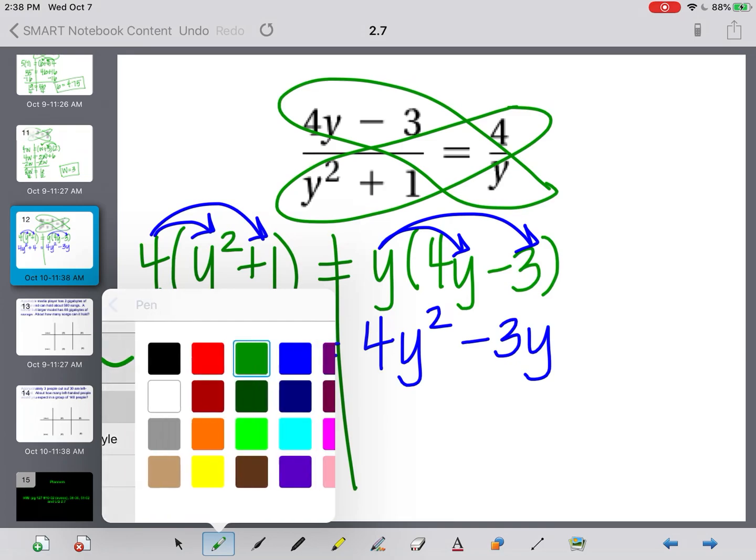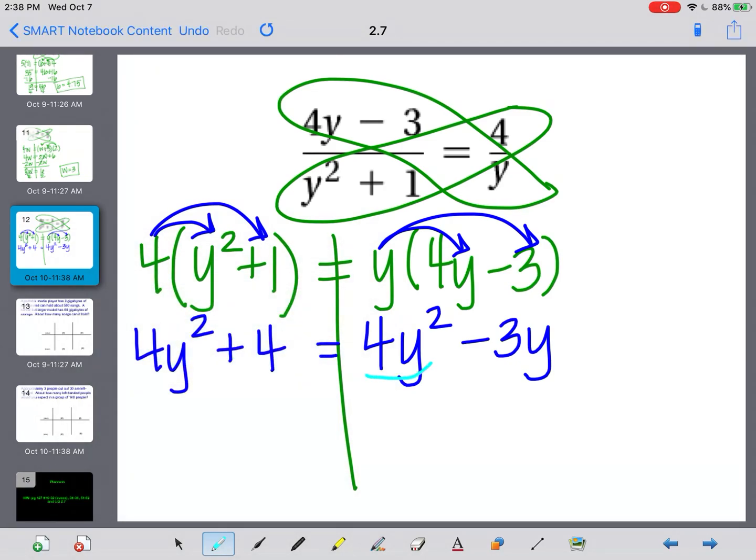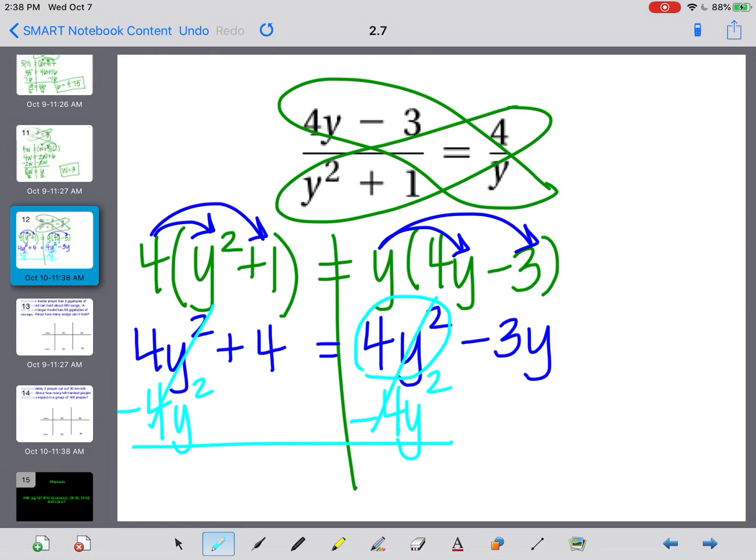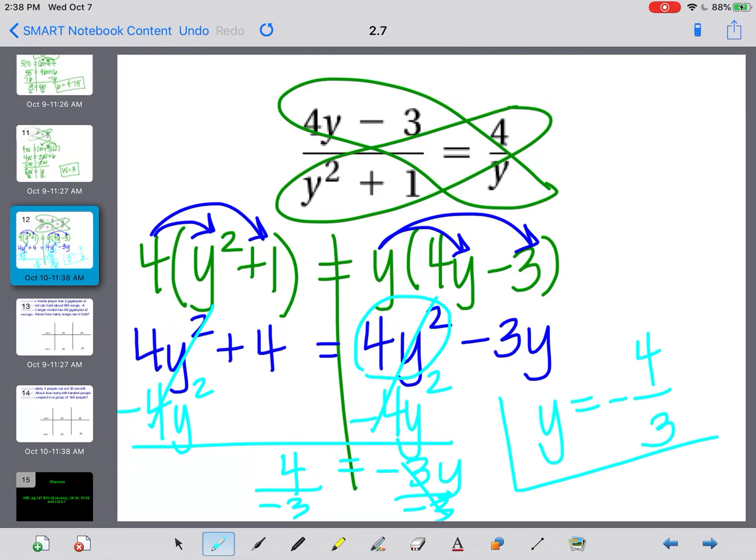Okay, the only like terms that I have are on opposite sides, so I need to try to move these so that they can be together. I'm going to subtract 4y to the second power on both sides, which is actually going to cancel them out in both places, and I'm going to have 4 equals negative 3y left. Then my last step is to just divide by negative 3, and I find out that y is equal to negative 4/3.